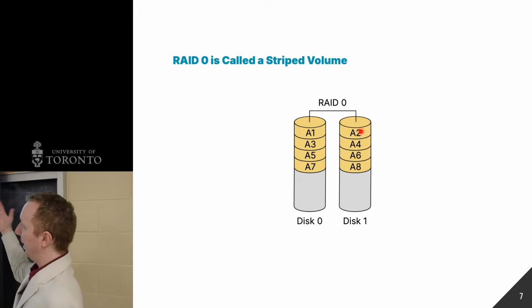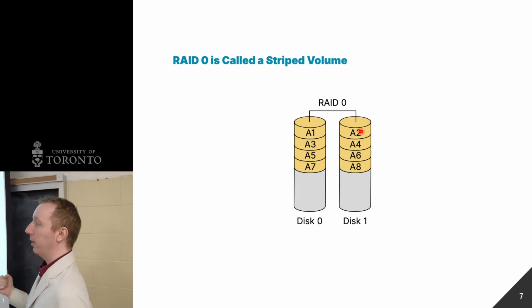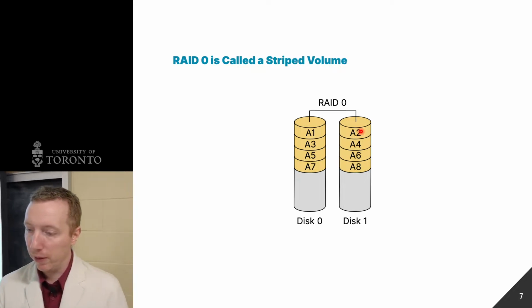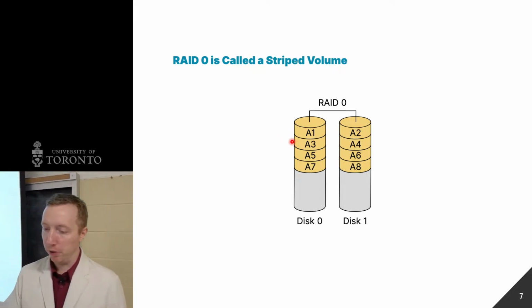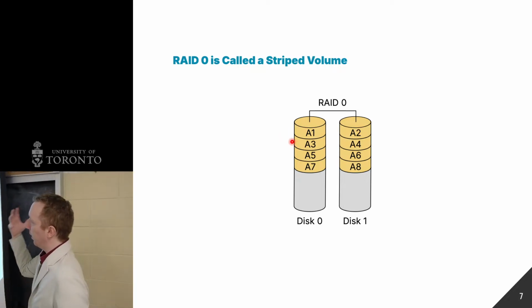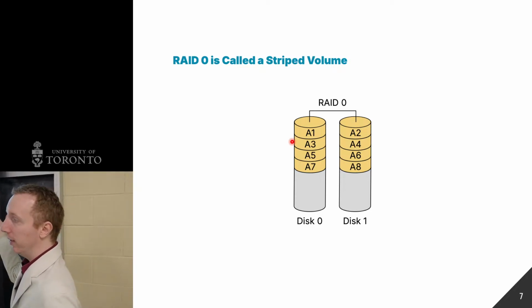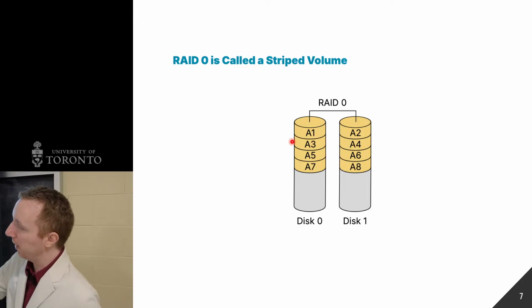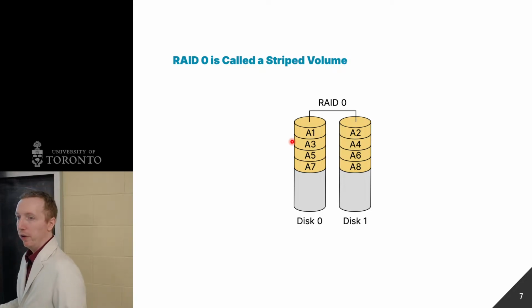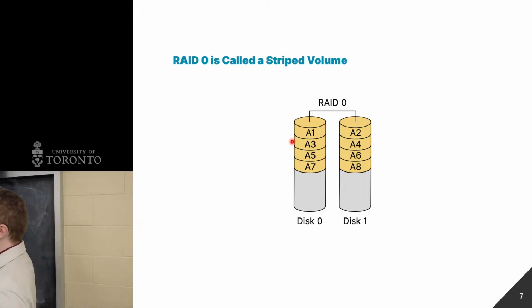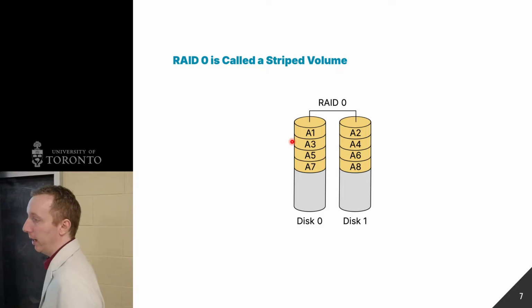Well, we would do this purely for performance. So let's say instead of reading the entire file A and all 8 parts of it from a single disk, we can read 4 parts from one disk and 4 parts from another disk. So it would, in this case, speed it up by 2 times, right?